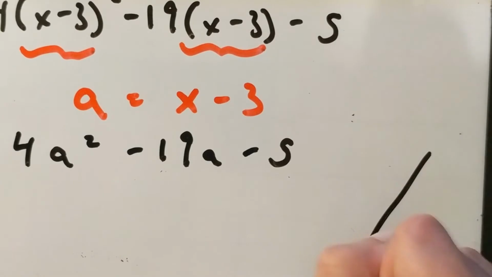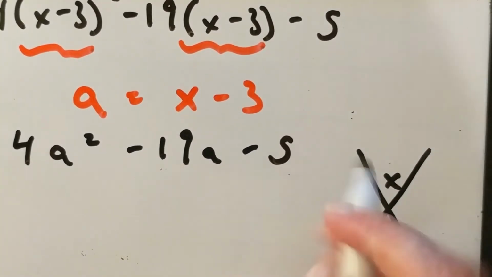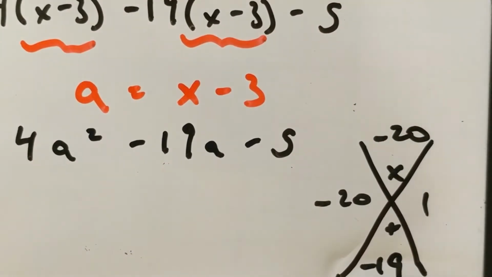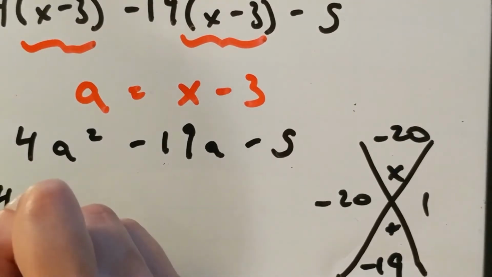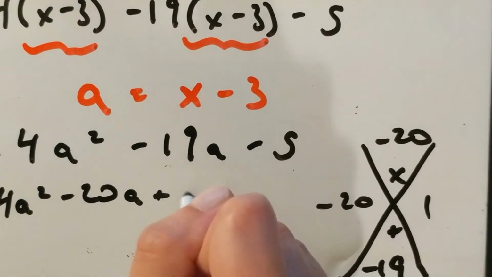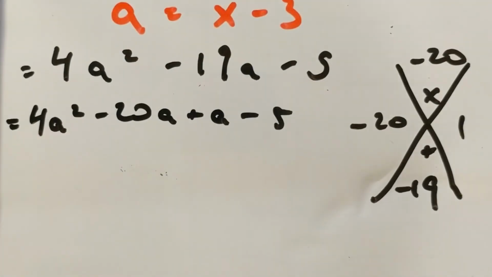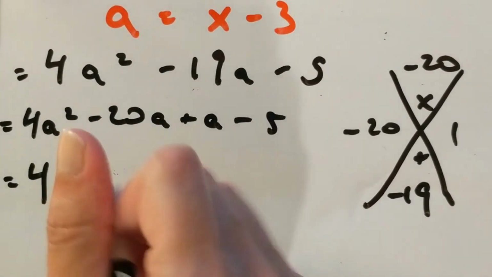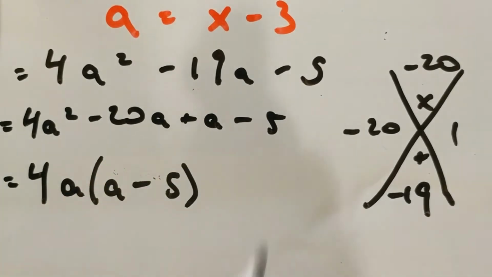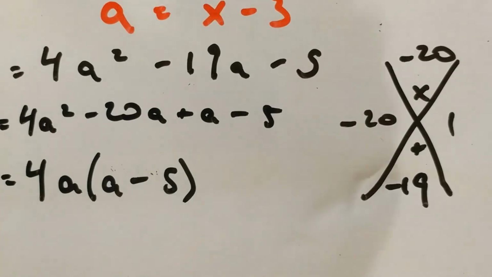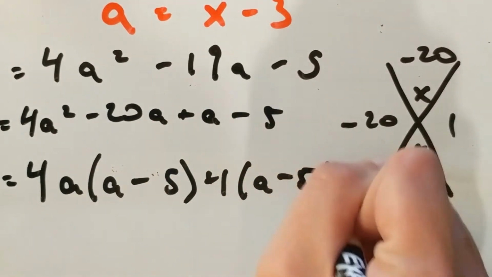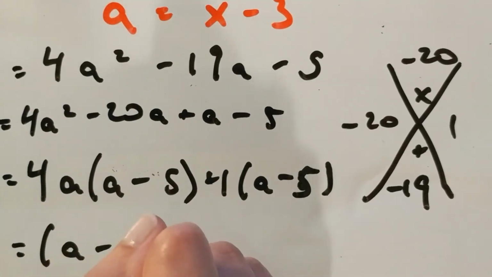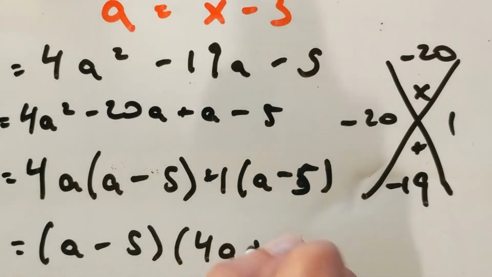I draw my x. We needed to add to negative 19, multiply to negative 20. We've already said the numbers are negative 20 and 1. I can go ahead and decompose. I group factor my first two terms. I can pull out a 4a from both of them, leaving me with a minus 5. And my second pair here has nothing in common, so I can just do a 1, a minus 5. I factor out my a minus 5, and I'm left with 4a plus 1.